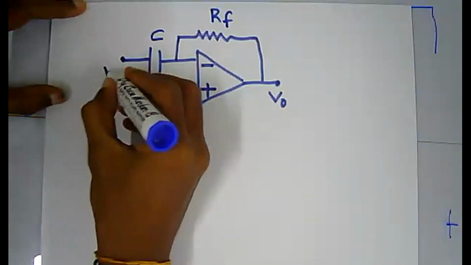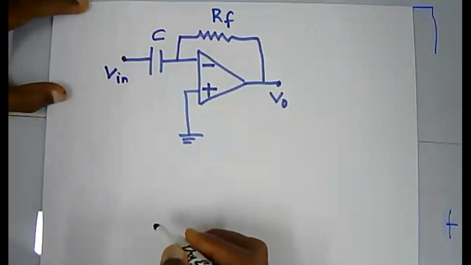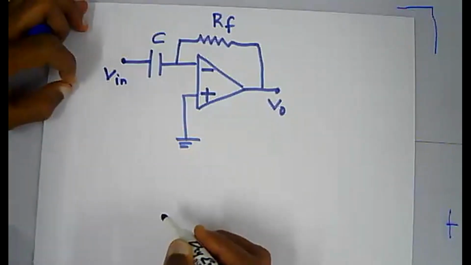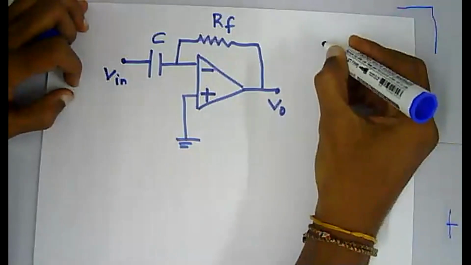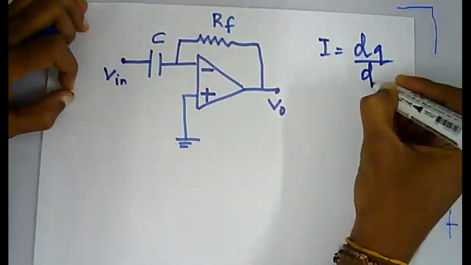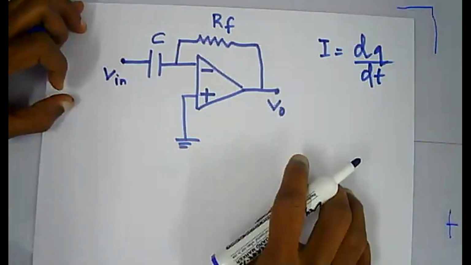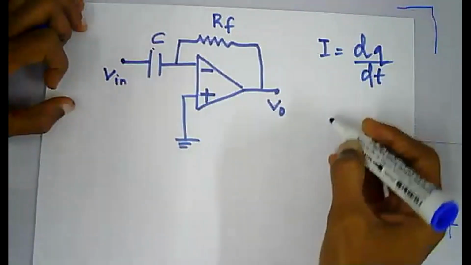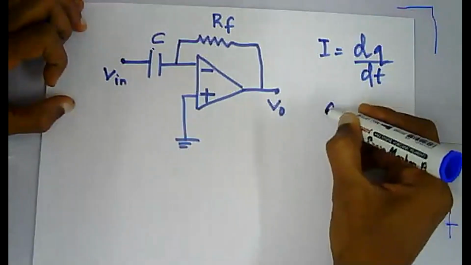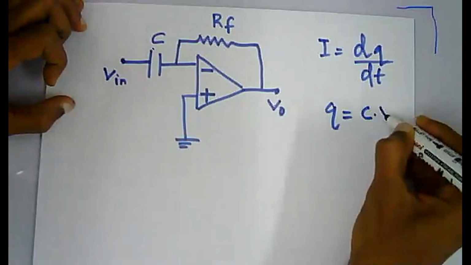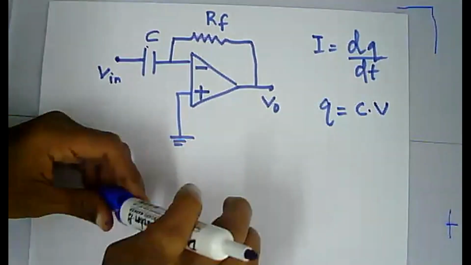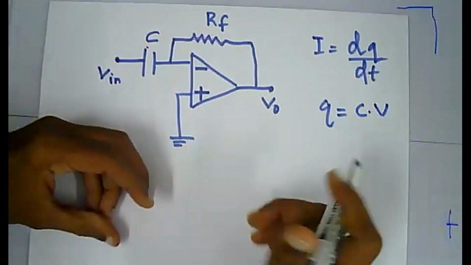This is V in. We know by definition, current is the rate of flow of charge, which means I equals dq by dt. In a capacitor, the total charge stored is Q equals C into V. So by using these two, what is the current through the capacitor?